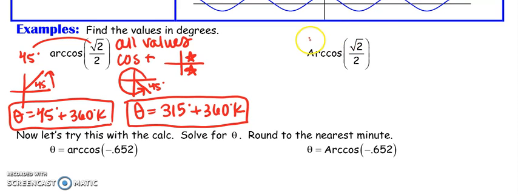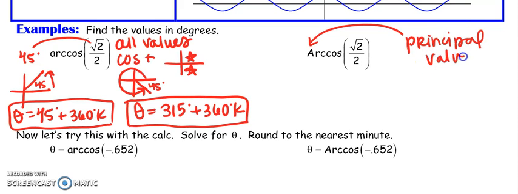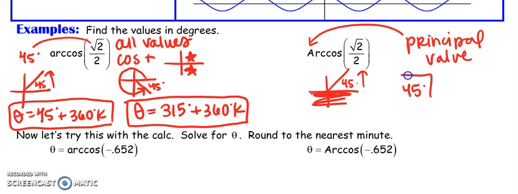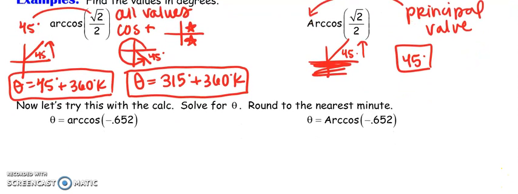Well, what about the principal value? If we want the principal value, we know that inverse cosine operates here and here. A positive is here, so it's just going to be straight up 45 degrees. So just note the difference between the two. All right, calculator, nearest minute. Why don't we do the principal one first, because we're going to use it in the other one.